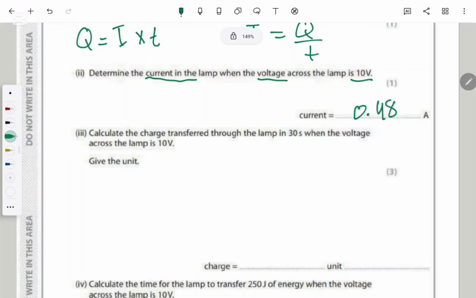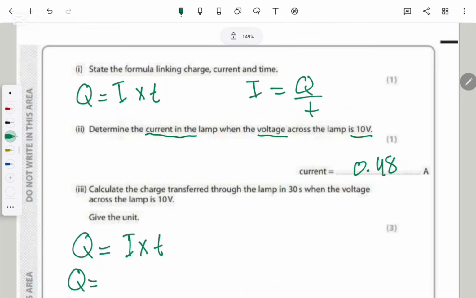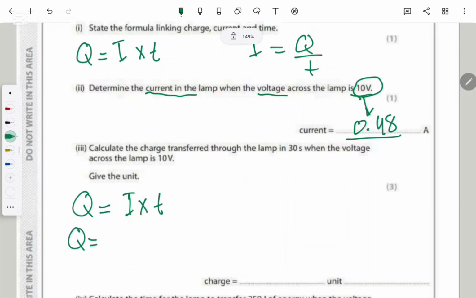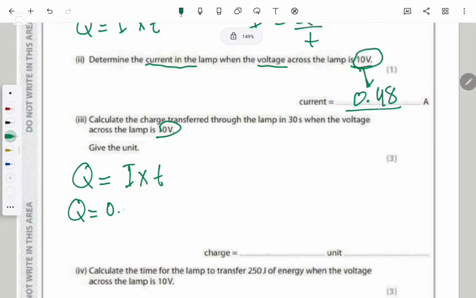Lastly, it says calculate the charge transferred through the lamp in 30 seconds when the voltage across the lamp is 10 volts, and give a unit. You're going to calculate the charge, which is current multiplied by time. Charge, in this case, is going to equal the current at 10 volts. When the voltage was 10, we said that the current is 0.48, so we need to use this current right here. 0.48 multiplied by the time, which is given to us as 30 seconds.